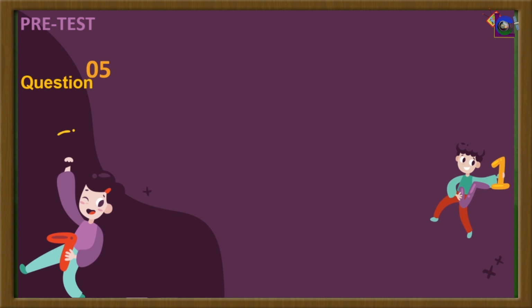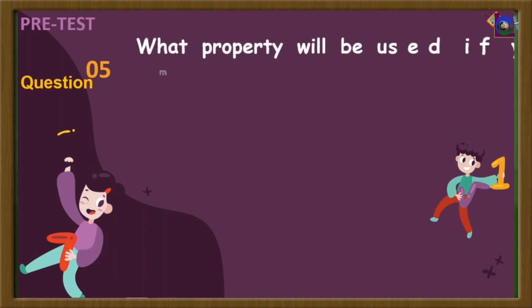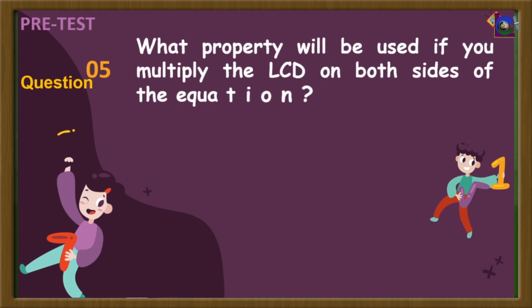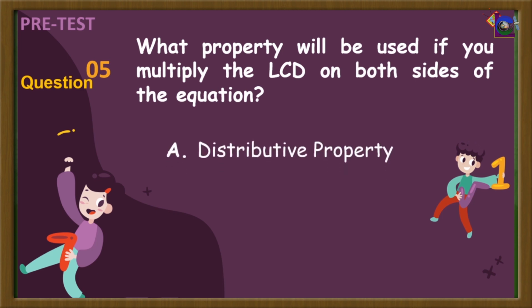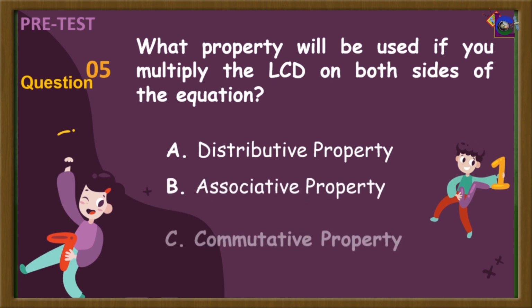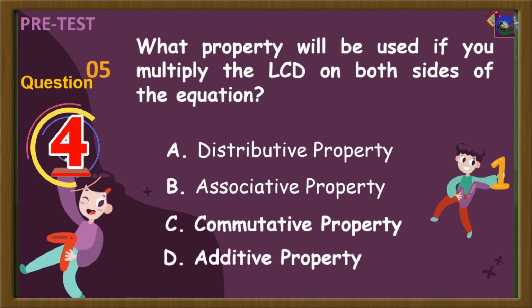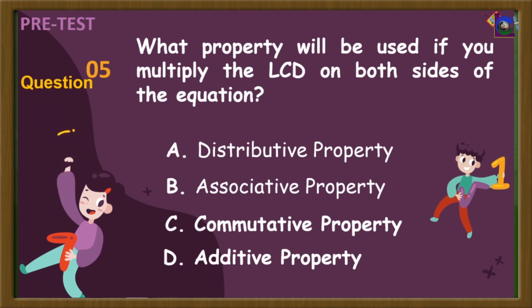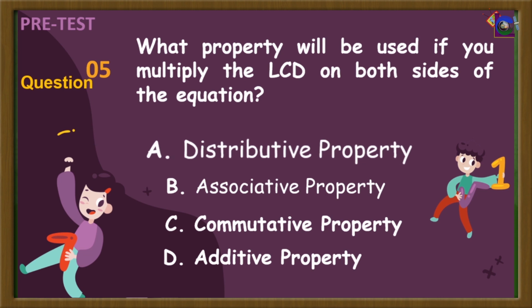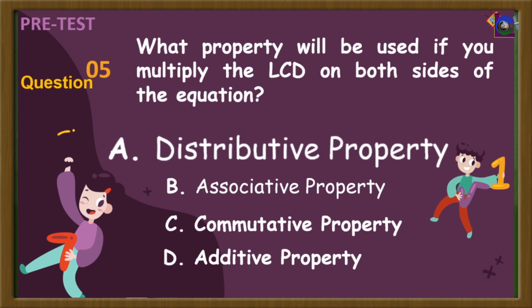Number 5. What property will be used if you multiply the LCD on both sides of the equation? A. Distributive property, B. Associative property, C. Commutative property, D. Additive property. The correct answer is letter A, distributive property.